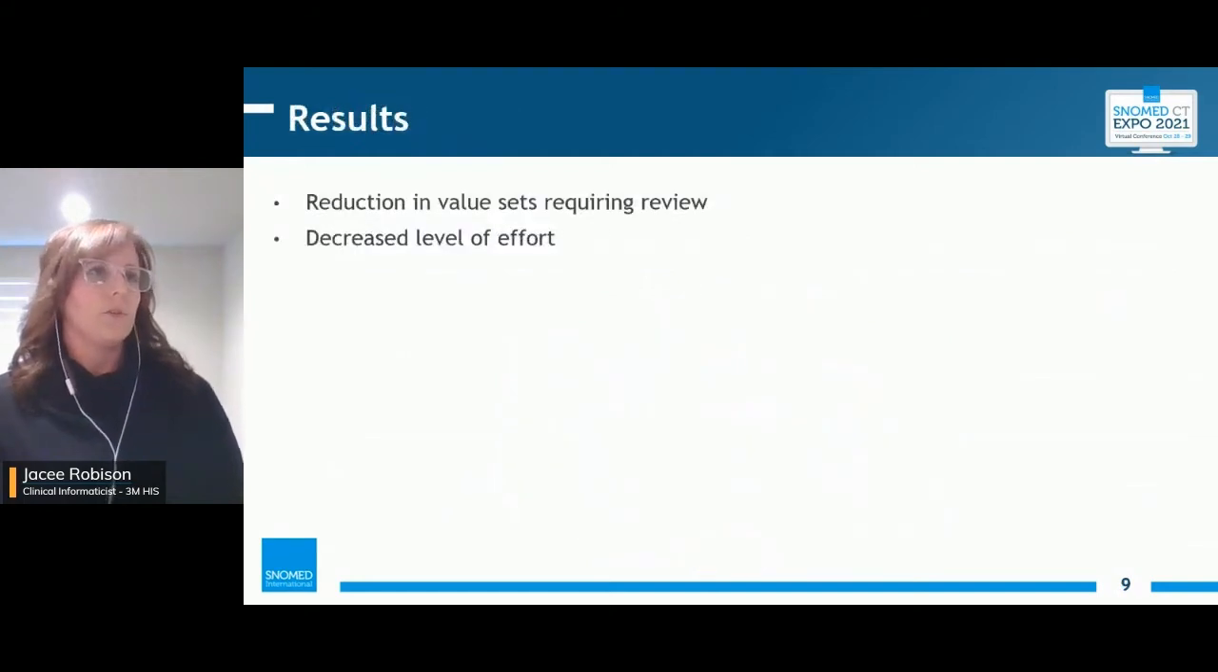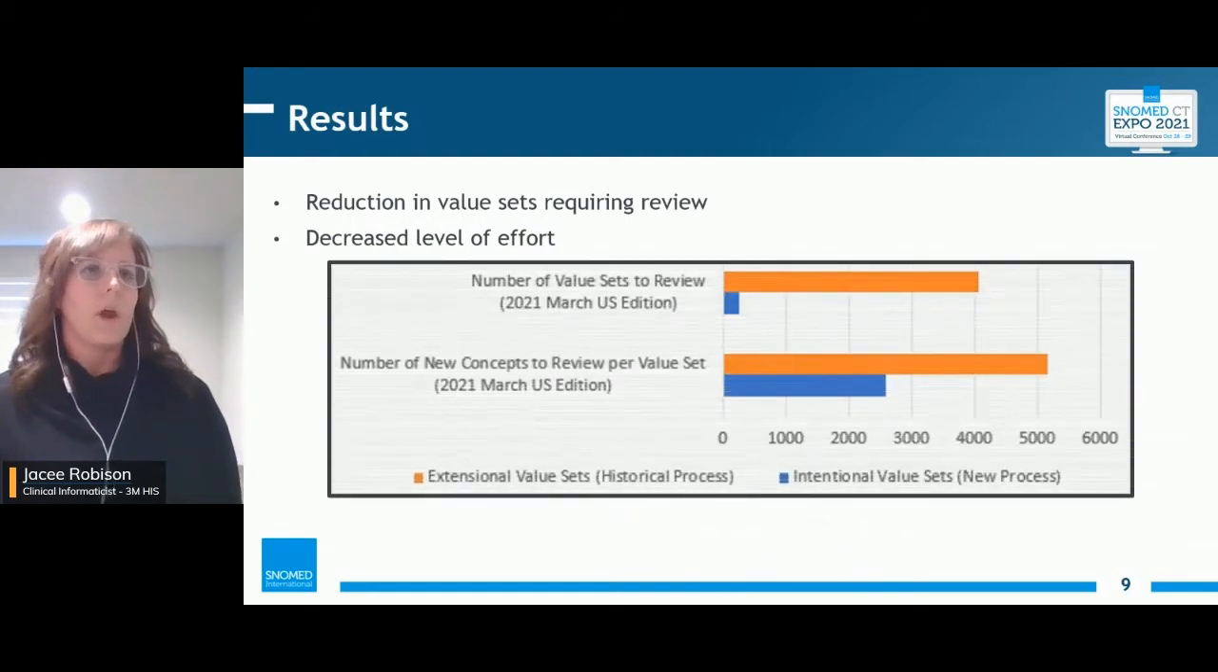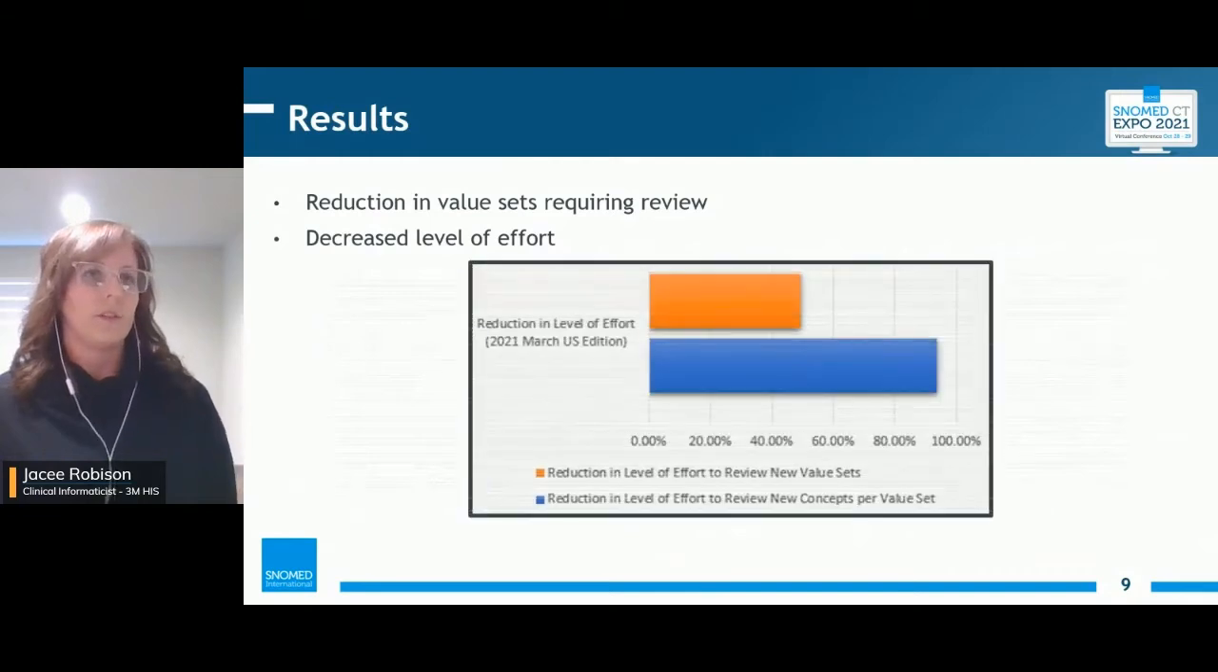In summary, the results of this translation process helped us convert our 5,151 extensional value sets to intensional value sets. By implementing this new process, we were able to reduce the number of value sets requiring review and reduce the amount of new concepts needing review. Automating this process also showed a decrease in the level of effort needed for us to review these value sets in comparison to the manual review, where we had to review each new concept and value set.